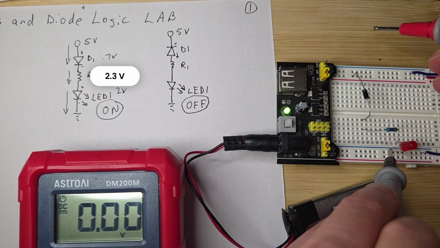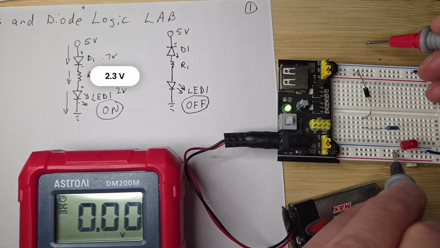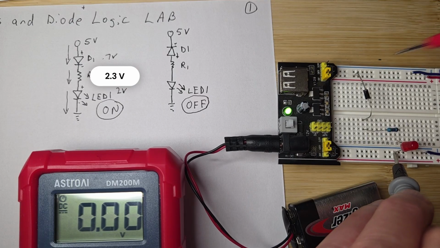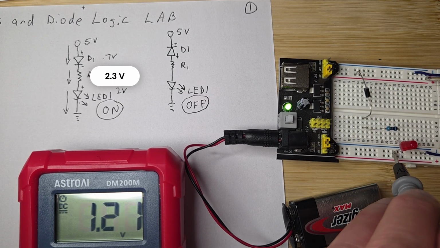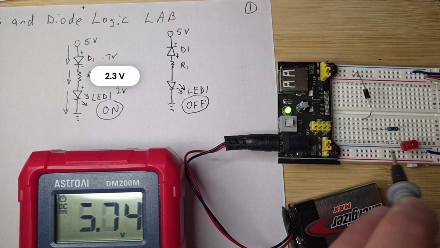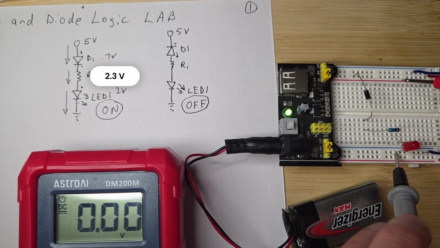So if we measured, let's see here. Of course, if you measure here, you're going to read the 5 volts all the way. Let's see. Oh, I'm on the wrong thing. Okay, 5 volts there. And then let's see what we got across here. I'm just kind of curious.